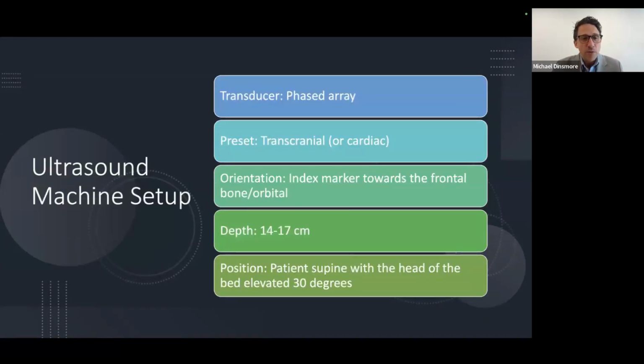As far as the ultrasound machine setup, we're going to use a phased array now. Hopefully, a lot of the new technology has a transcranial setting. If it does, the index marker is going to be towards the frontal bone or orbit. If you do only have cardiac, that's fine. You can still use a fixed array. The actual index marker, though, is going to be facing the occiput. We want to set a depth for this one around 14 to 17 centimeters. And the position is whatever's comfortable.